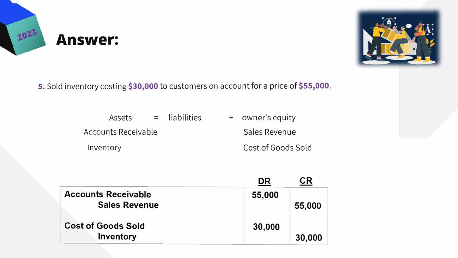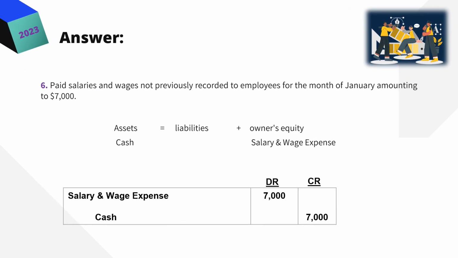Okay, let's look at our next transaction. In this particular transaction, we're paying salaries and wages that were not previously recorded to employees for the month of January. The amount is $7,000. Our employees have worked during this month. We have not recorded the fact that we owe these salaries or wages. We're simply paying them, and now we have to make an entry.